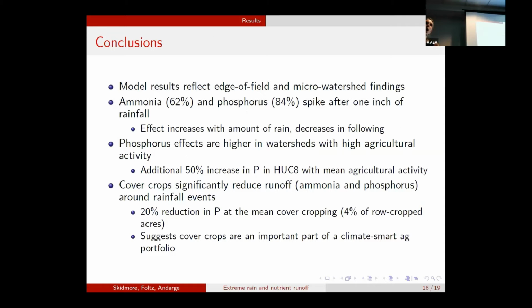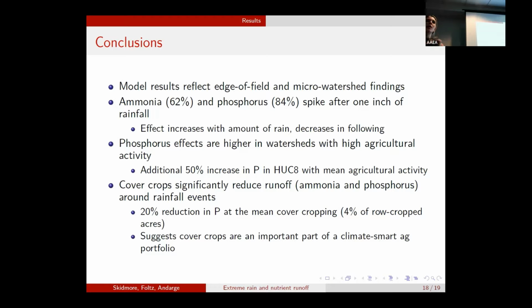But to conclude, our basic models reflect the edge of field and micro watershed findings, which is really nice, to have the intuitive results come through really strongly. We see a 62% spike of ammonia and an 84% spike of phosphorus after 1 inch of rainfall in that same day. The effect increases with the amount of rain and it decreases in the following days. But we also find that the phosphorus effects are significantly higher in watersheds with higher agricultural activity. If you were in the mean HUC 8 with all of the mean values for ag, that would be a further 50% spike. But cover crops, we also find, significantly reduce the effect around rainfall events.